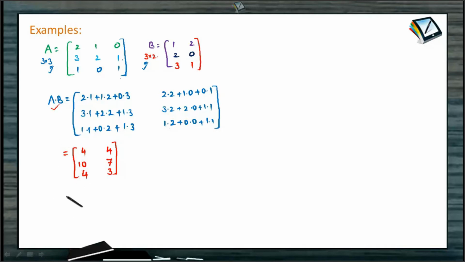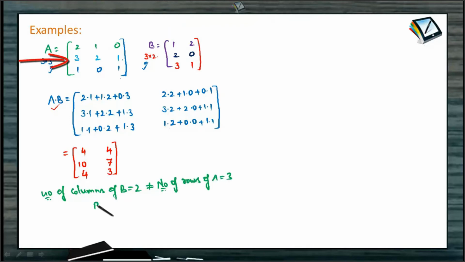Just for the sake, can we calculate B into A? As the number of columns of B, which is 2, is not equal to the number of rows of A, which is 3, B into A is not defined here, right? So in this A and B, we can find only A into B product, but we cannot find B into A product. Now let's consider another example here.